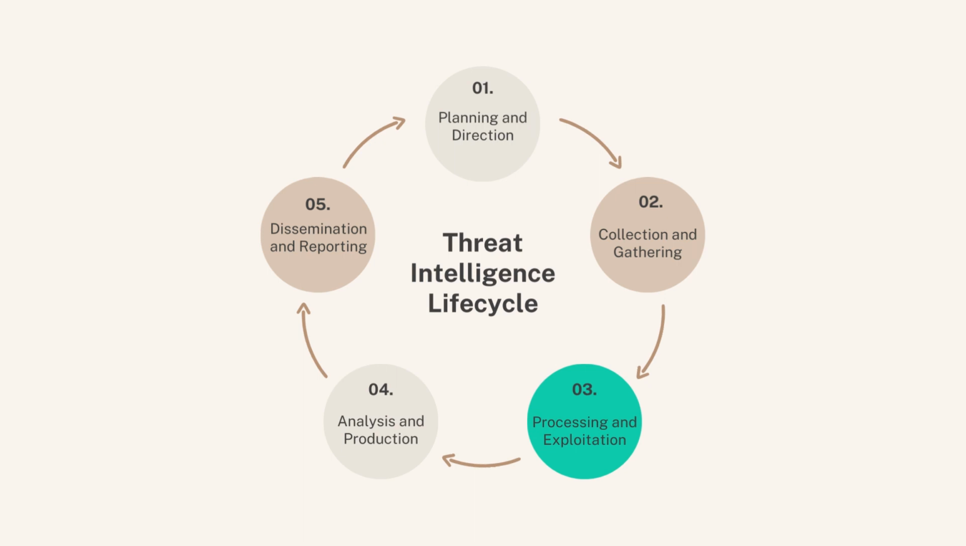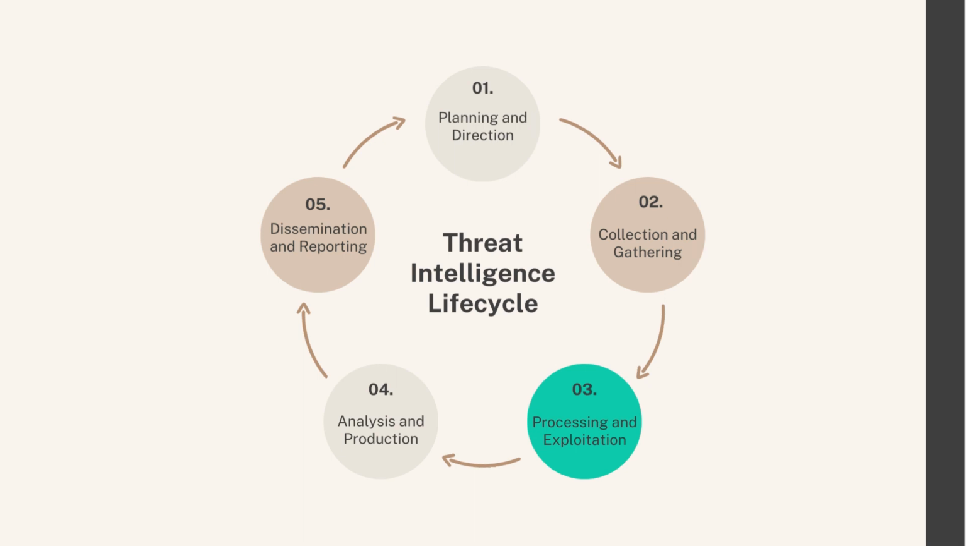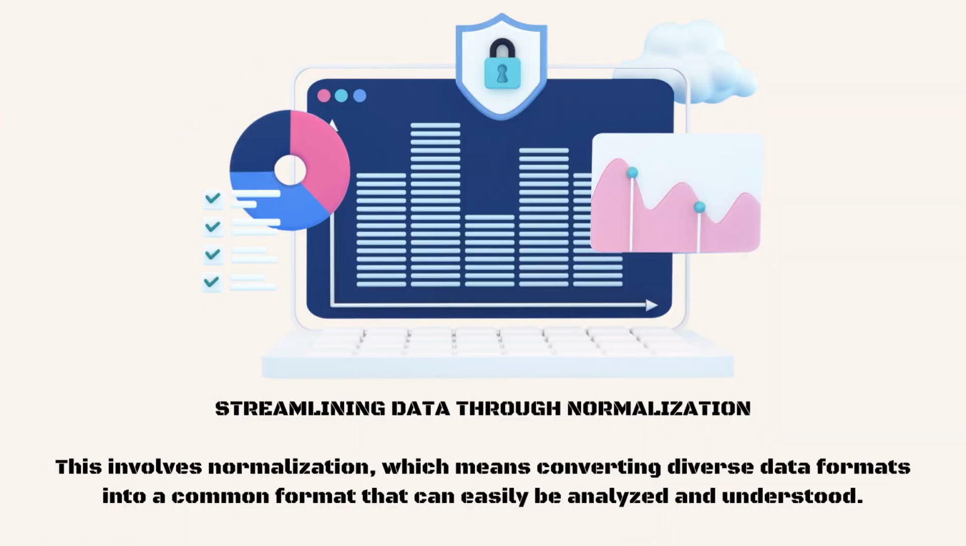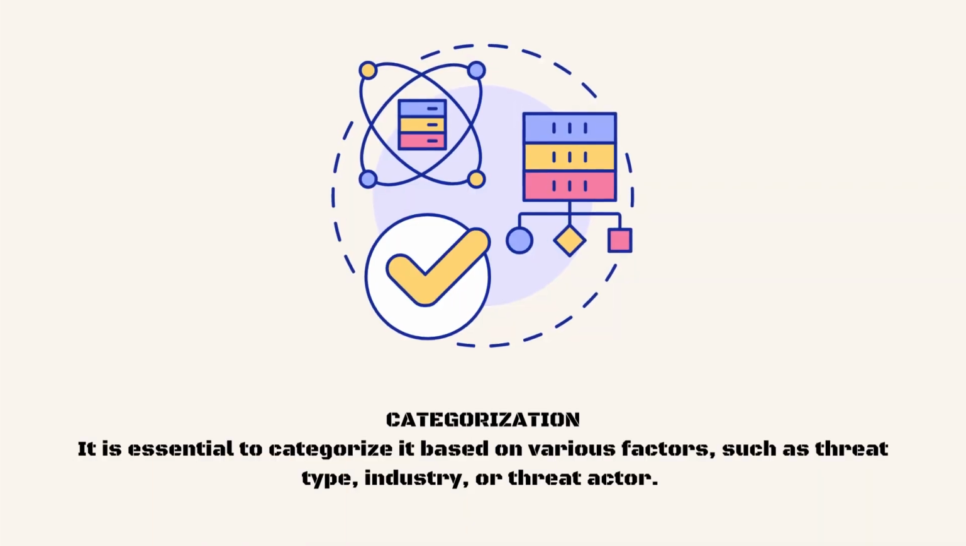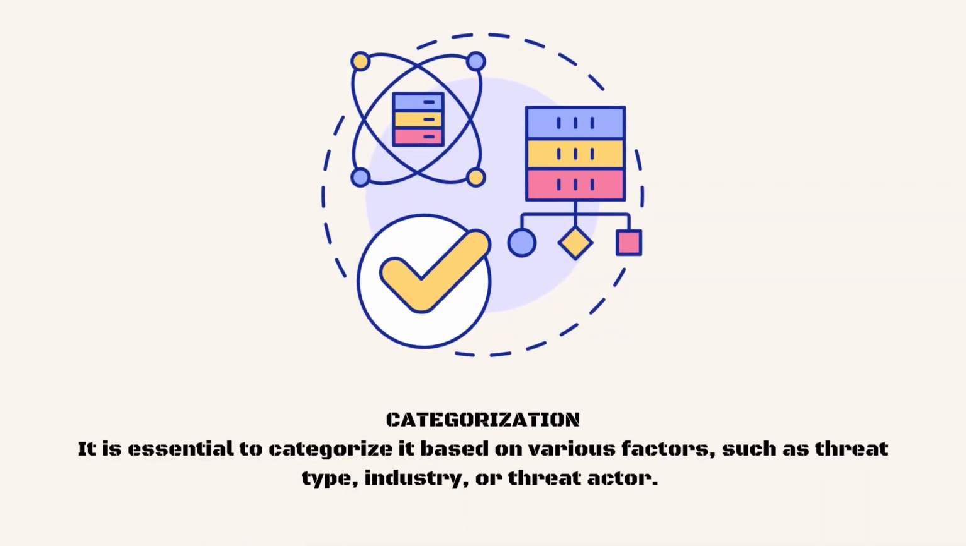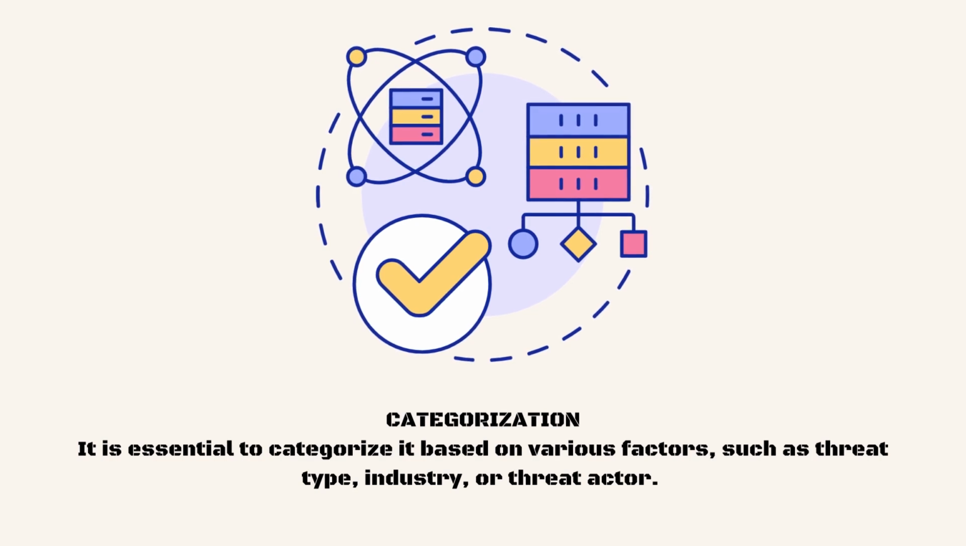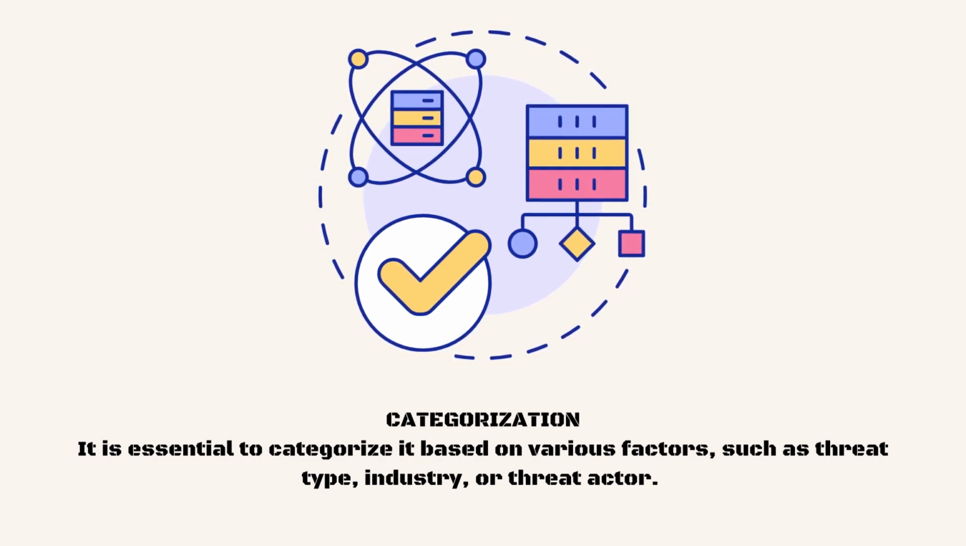3. Processing and exploitation. Streamlining data through normalization, categorization, and analysis. The first step in the processing and exploitation stage is to streamline the collected data. This involves normalization, which means converting diverse data formats into a common format that can easily be analyzed and understood. Once the data is normalized, it is essential to categorize it based on various factors such as threat type, industry, or threat actor. Categorization helps organizations to quickly identify and respond to specific threats.